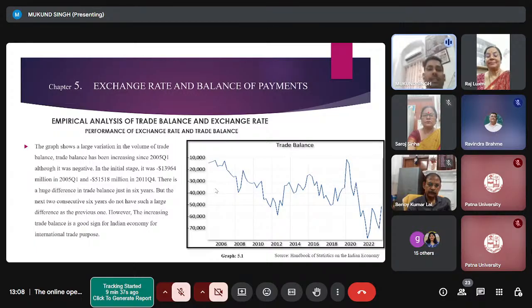Now, the fifth chapter is regarding terms of trade, exchange rate and balance of payment. Now, this chapter is again divided into three parts. Now, the first one is regarding exchange rate and trade balance. This diagram shows the trend line of trade balance from 2005 to 2023.